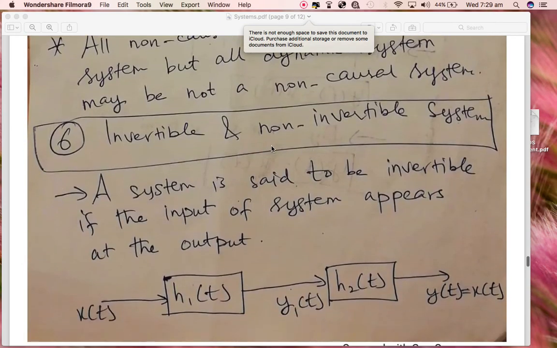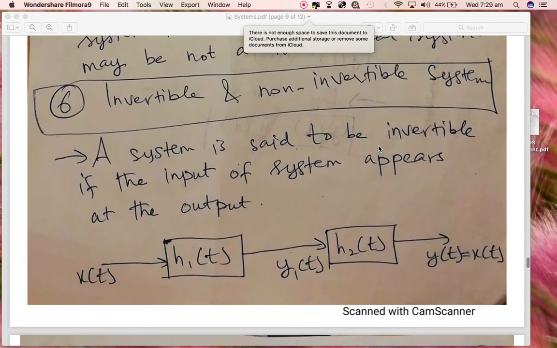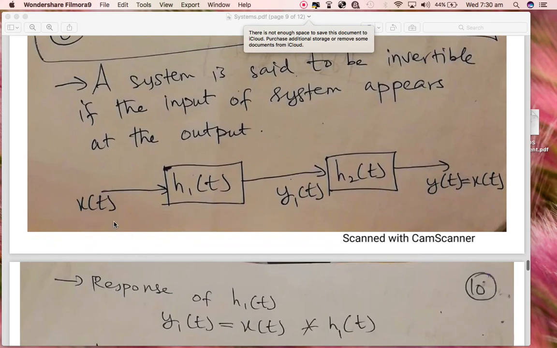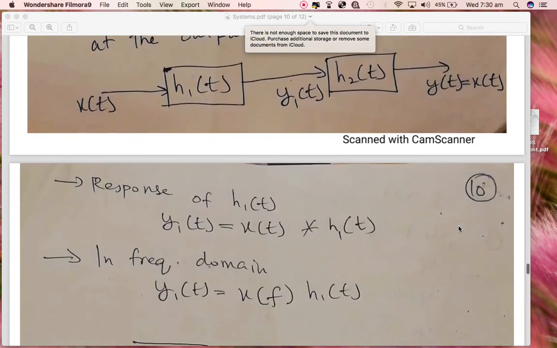Now I will be focusing on the invertible and non-invertible system. A system is said to be invertible if the input of the system appears at the output of the system. Like over here, you can see that we have a diagram of a system, and we have an input coming in, and we have an impulse response over here, and we have an output of that system, and we have another impulse response over here, and then we have reproduced the input. So this is a demonstration of an invertible system.